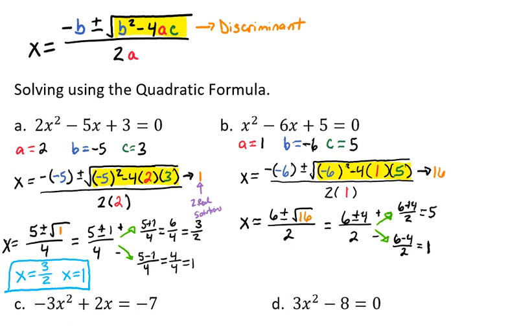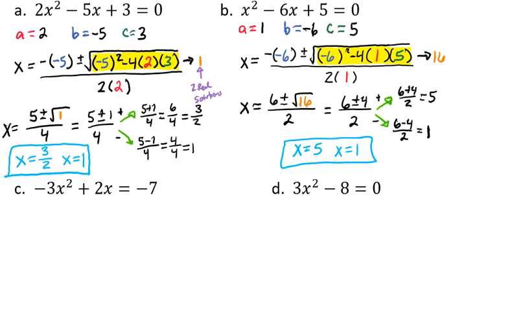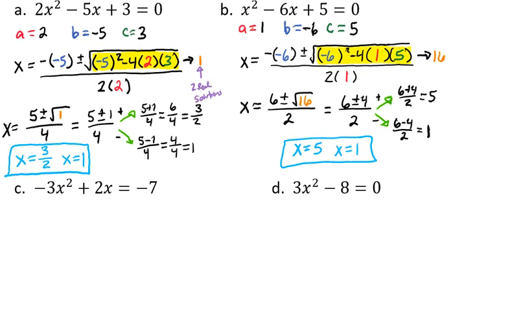So we should have x equals 5 and x equals 1 as our two solutions. Let's work out some other problems that aren't starting in standard notation. For problem C, we have negative 3x squared plus 2x equals negative 7. We need that 7 to be over with the group. So we're going to start off by adding 7 to both sides.